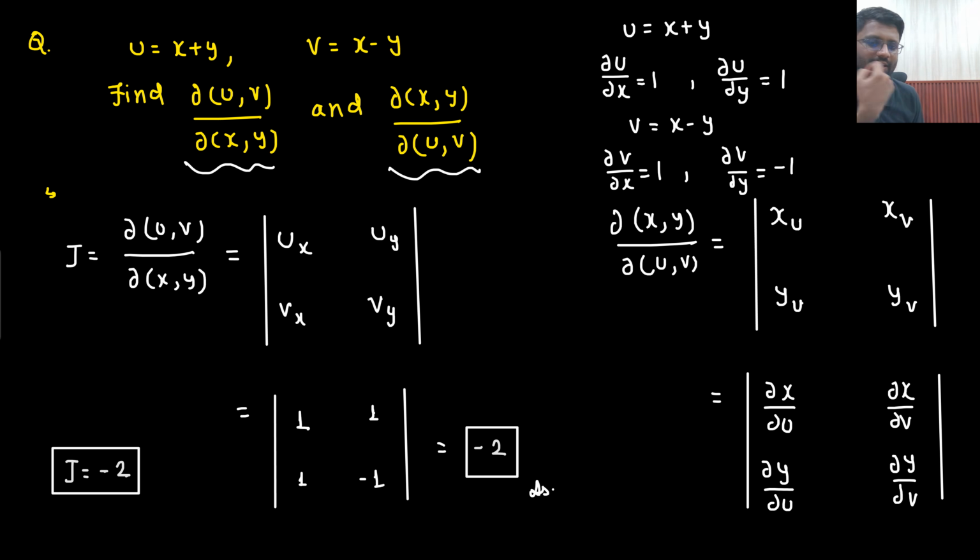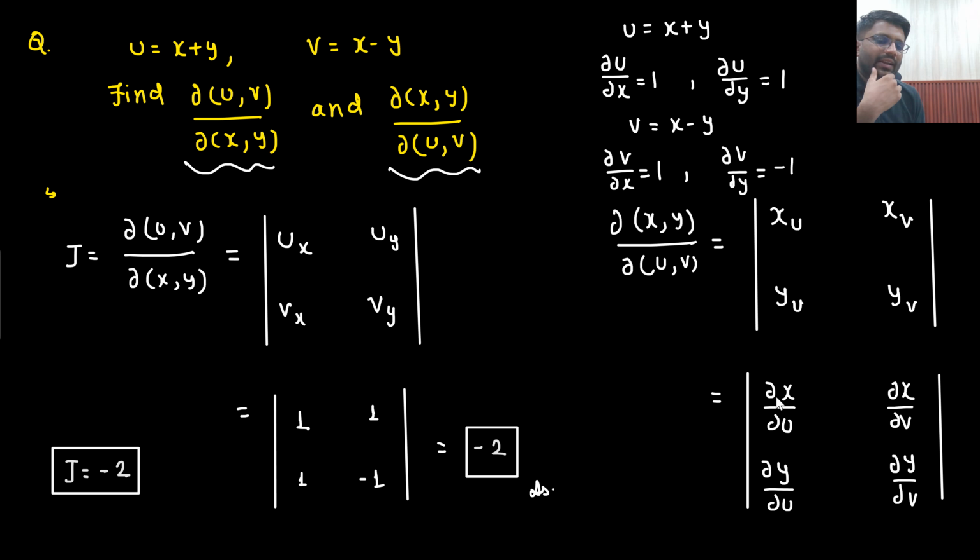Now this is the next scenario, no? This is something new that we are writing down. What are we writing down? Del(x,y) by del(u,v). This is what we are writing down. And the results are: x with respect to u. Upper side x is there, no? X with respect to u. Then x with respect to v. Then y with respect to u. And y with respect to v.